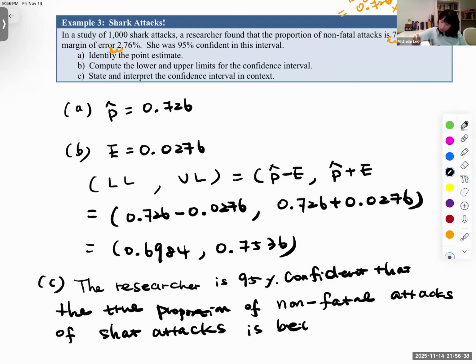is between, and let's change it to percentage, so move two places: 69.84% and 79.36%.